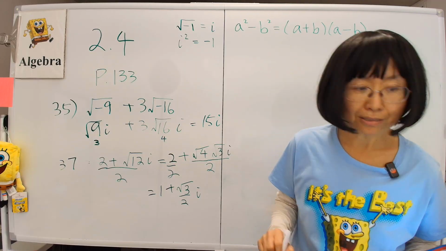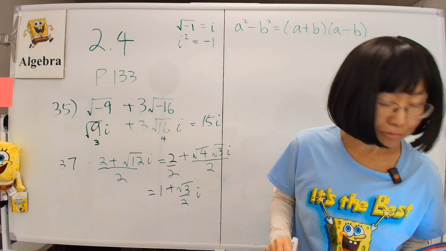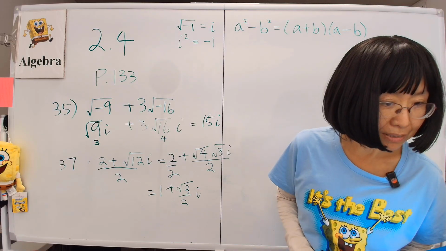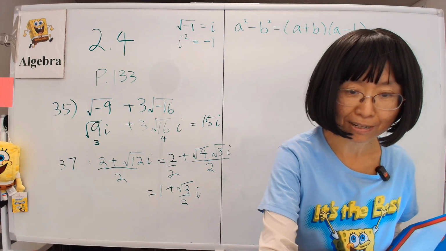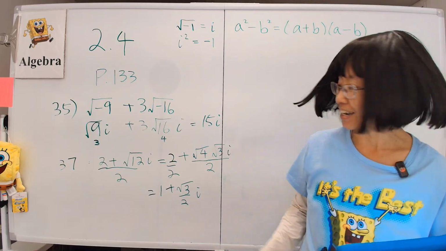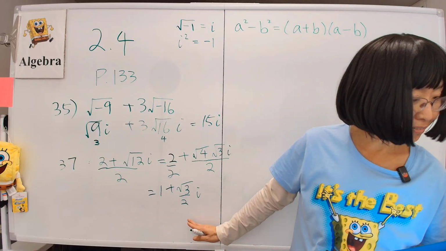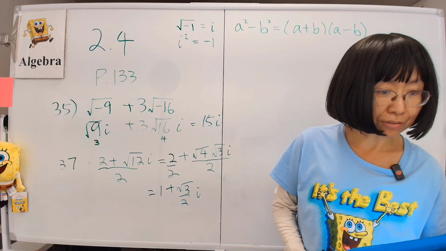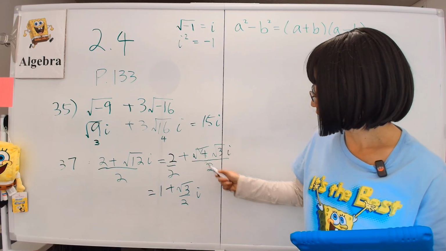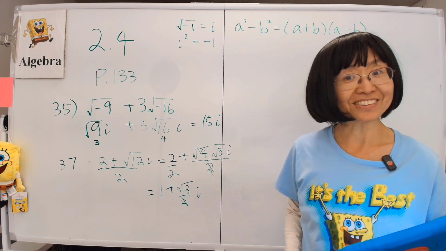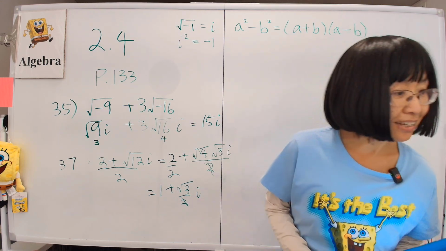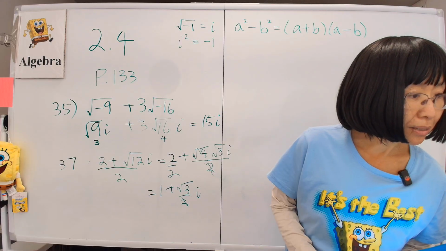Let's see, what is this problem? 37. No, let me see. The book doesn't give the same answer. Let me check to see where I messed up. Oh, I just looked at the wrong problem. Actually, this is correct. It's 1 plus square root of 3, with the i, right? But where's the 2? Oh, the 2 canceled out, right? There's no 2. Now the answer is correct. Okay, so that's 37.